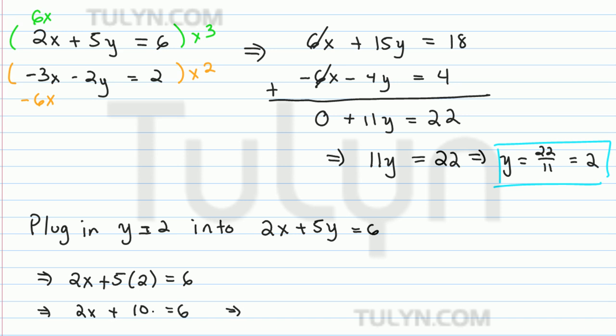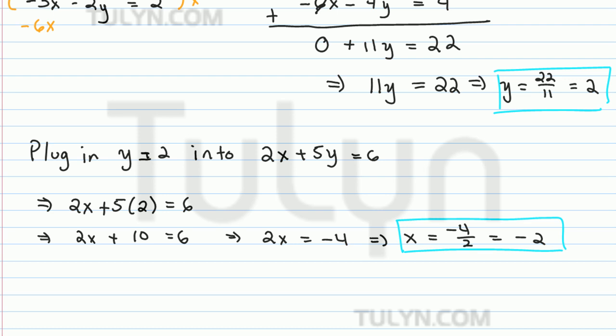And now subtracting 10 from each side, we get 2x is equal to negative 4. So x is equal to negative 4 over 2, which is negative 2. So now that we have our x and y, we should express our answer as an ordered pair. We want to say, as our final sentence, the solution to this system is the ordered pair in coordinate form x comma y. So for the x it's going to be negative 2 comma 2.